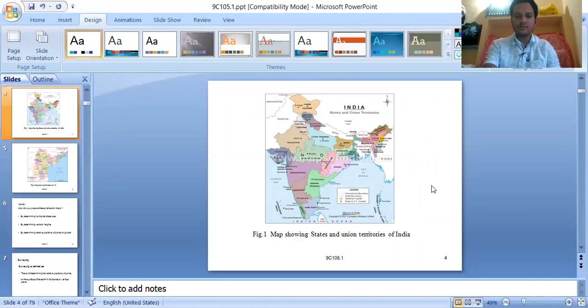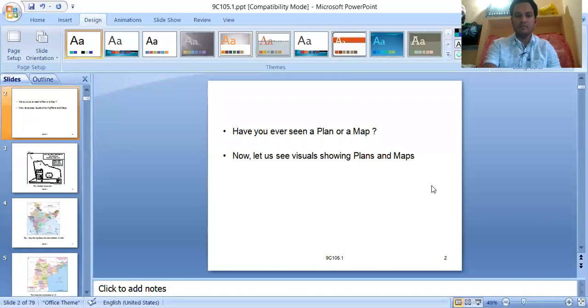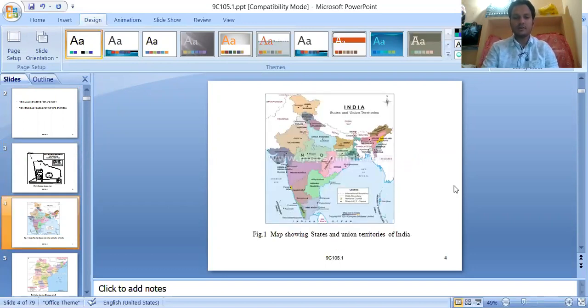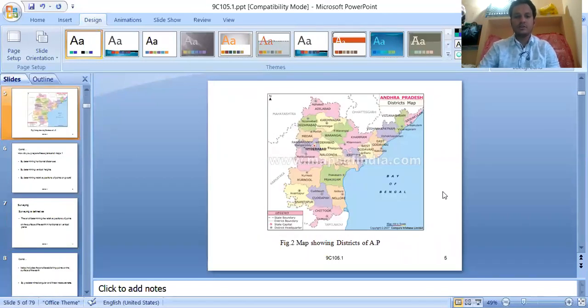First of all, we will learn what is the difference between plan and a map. So we might have seen so many plans and maps. And now we will learn what is plan and what is map. This diagram shows a campus layout plan. And if you observe this, this cannot be called as a plan. This is a map. So how it is distinguished, we will learn now. So this is also showing different districts in state of Andhra Pradesh. So this is also a map.